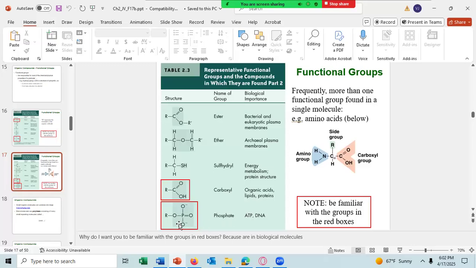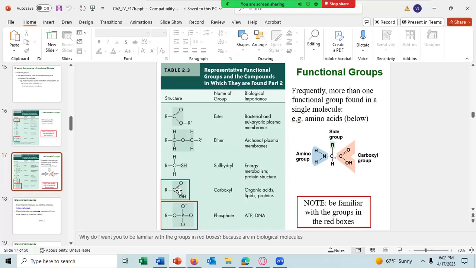This is the phosphate group, that's PO4, and that oxygen here and there actually has a negative charge. This is a phosphate group found in ATP, DNA, and RNA. You must be familiar with the groups shown in red boxes.